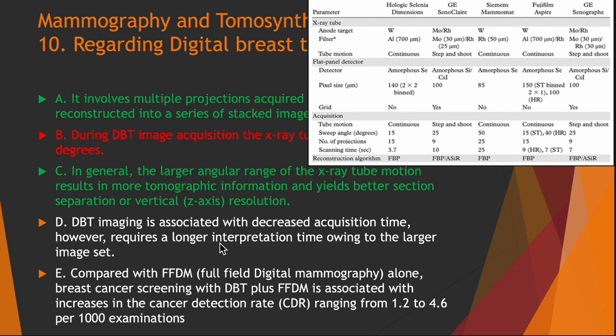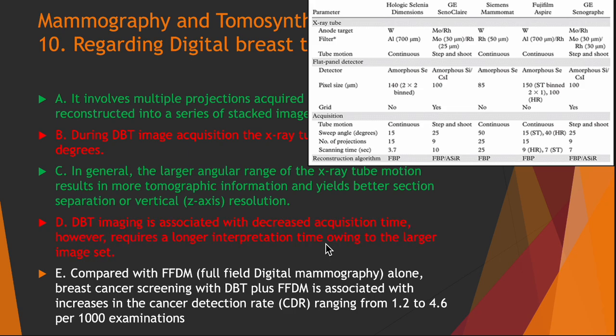The DBT imaging is associated with decreased acquisition time, however, requires a longer interpretation time owing to the larger image set. It is false. It increases the acquisition time. Now, statement 5: compared with full field digital mammography alone, breast cancer screening with DBT, that is digital breast tomosynthesis, plus full field digital mammography is associated with an increase in the cancer detection rate, ranging from 1.2 to 4.6 per thousand examinations.